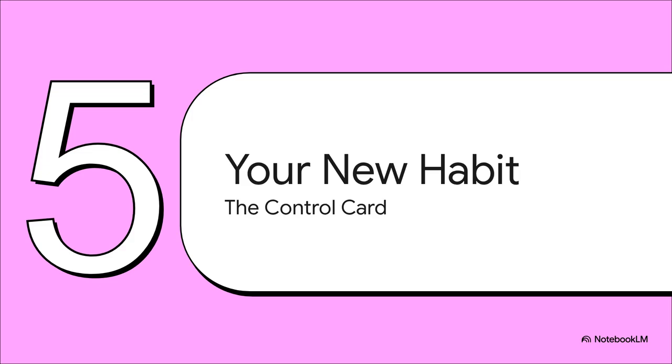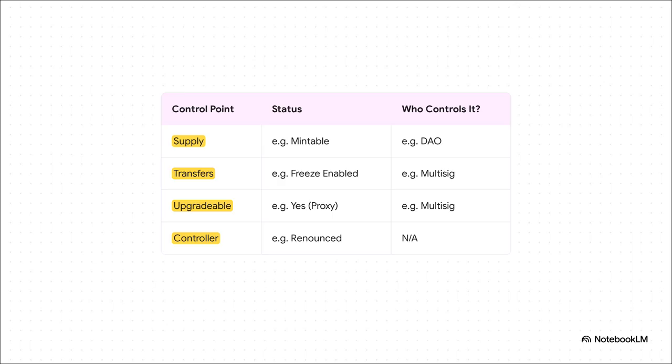So how do we make this whole process a habit? Well, I want to show you a really simple tool you can use every single time you look at a new token. Let's call it the control card. And here it is, the control card. It's so simple. For any token, just fill out this little table. What's the status on supply control? Who controls it? What about transfers? Is it upgradable? By just filling this out, you take all that vague anxiety and turn it into a structured, clear-eyed process. It's a game changer.